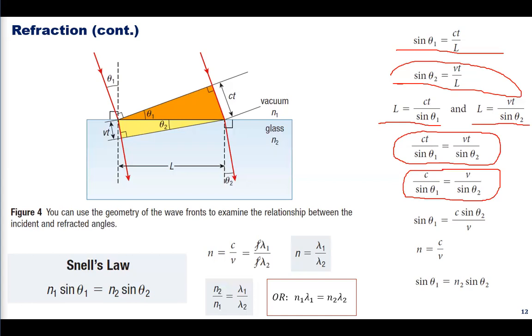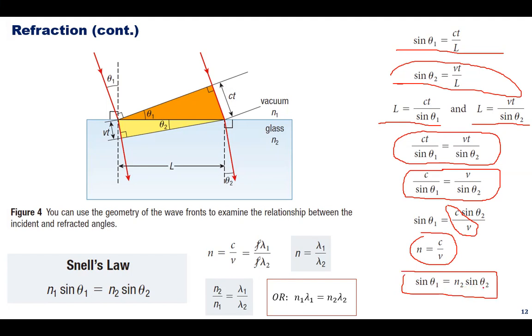Recall that the ratio c over v here is called the index of refraction, right? And is given by the symbol n, which is here, n equals c over v. Therefore, we have this relationship here. Sine θ1 equals n2 times sine θ2, where n2 is index of refraction of the glass. The preceding derivation describes the refraction of light from a vacuum to glass.